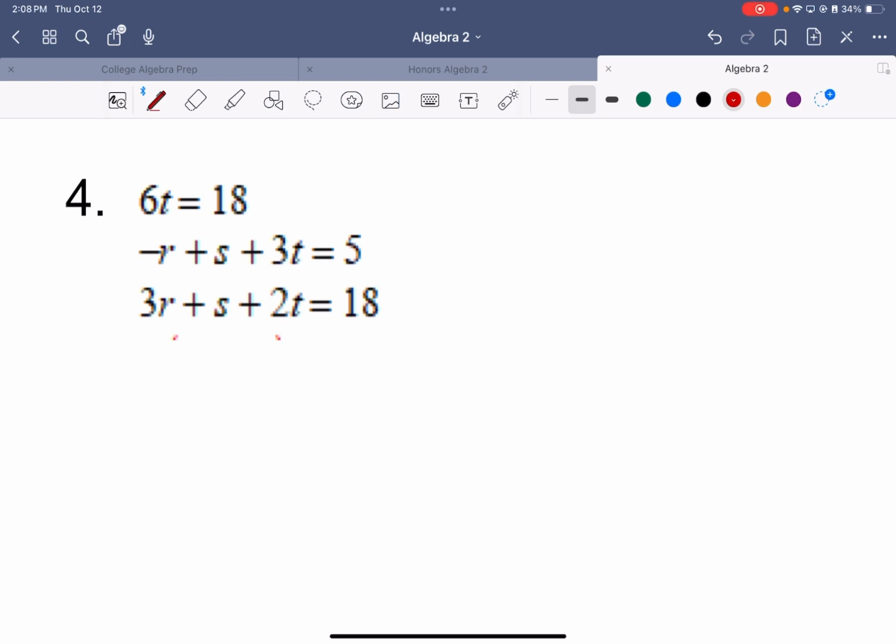What do we do first? Solve for t. What's t equal? Okay, so t is equal to 3. Now what? Put it into the second equation. So we've got negative r plus s plus, what's this going to be? 3 times 3, right? 3 times 3 is 9 equals 5.